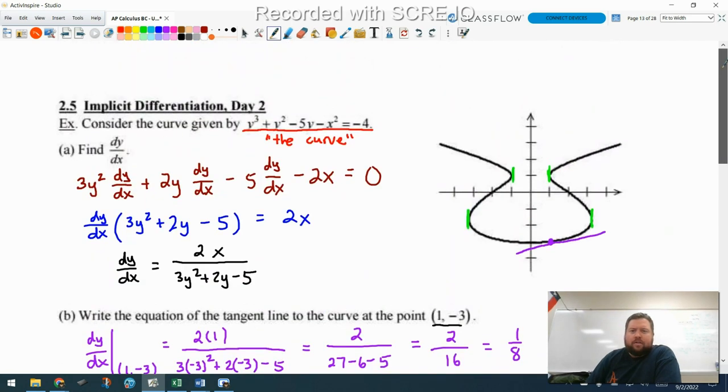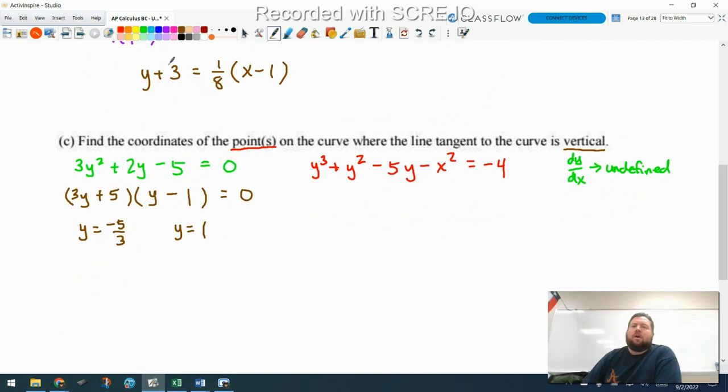And just make sure. Okay. All right, so I'm going to start with the easy one. We'll plug in 1 first. So I get 1 cubed plus 1 squared minus 5 times 1 minus x squared is equal to -4. So that's 1 plus 1 minus 5, which is -3.